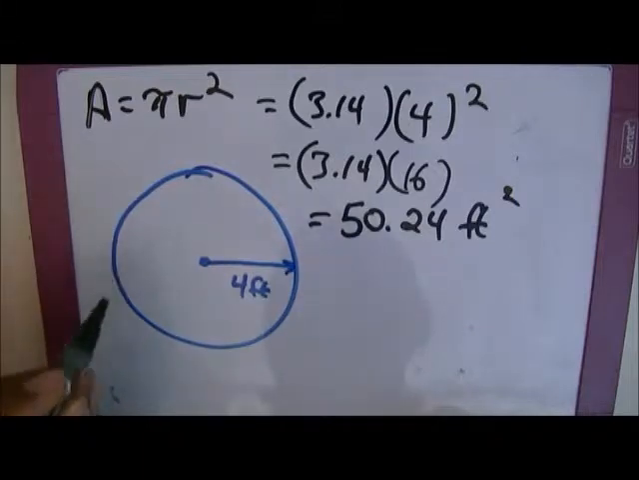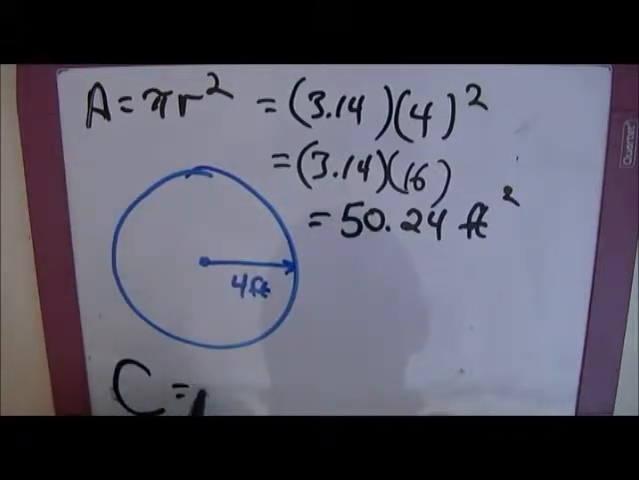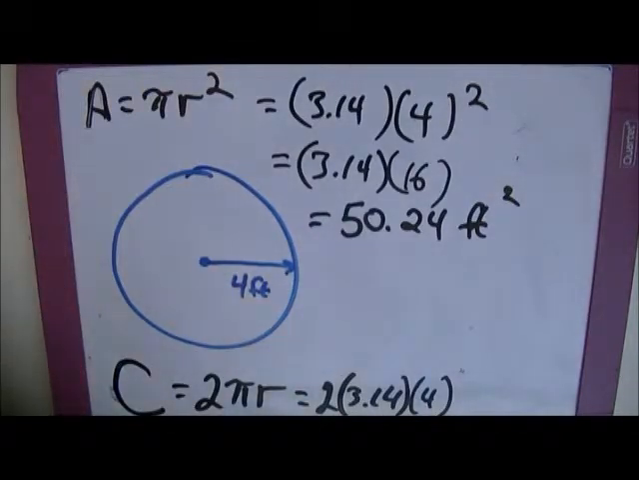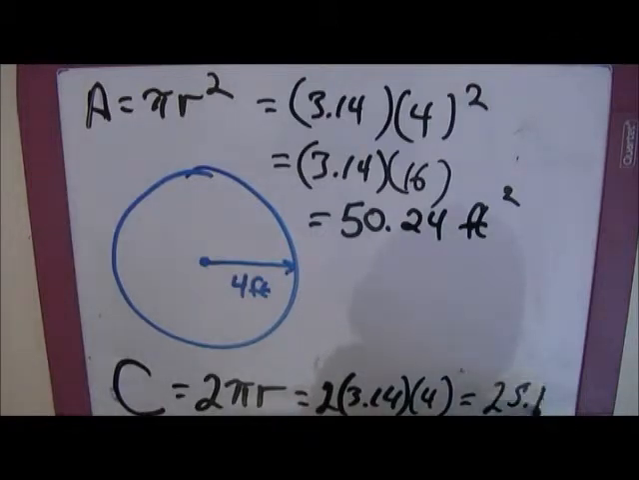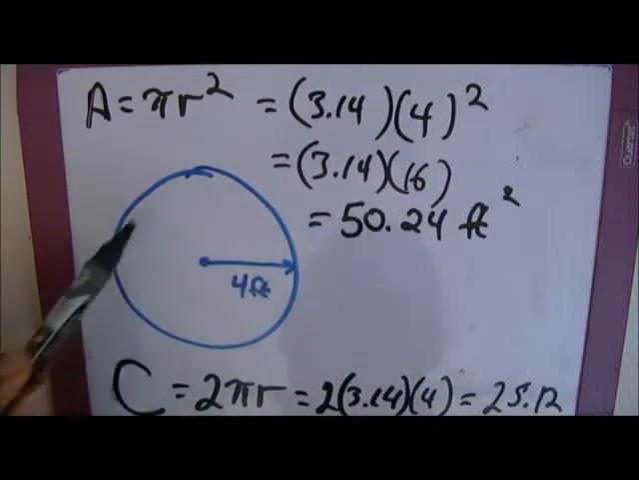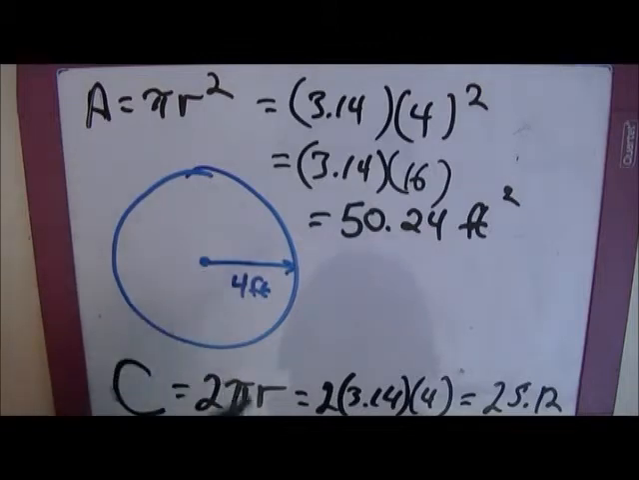Now the distance around this circle, some people will call it the perimeter. There's a specific name for circles, it's called circumference. That's equal to 2 times pi times the radius. In this case, 2 times 3.14 times 4. And when we multiply all those numbers out, 3.14 times 2 times 4, we get 25.12 feet. So it tells us that this circle has a distance around of 25 feet and an area of 50 square feet.